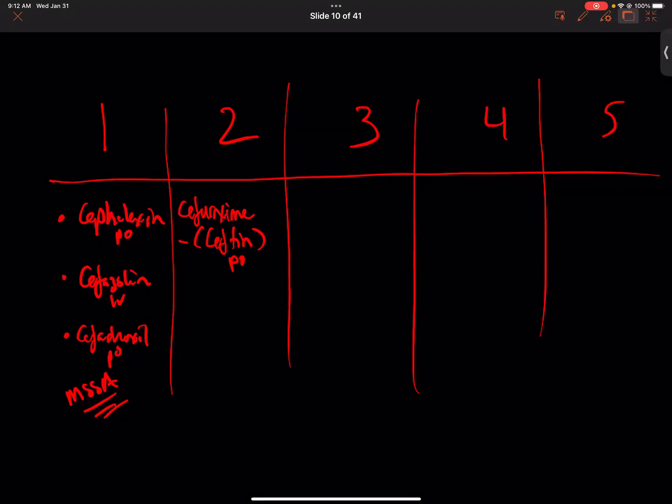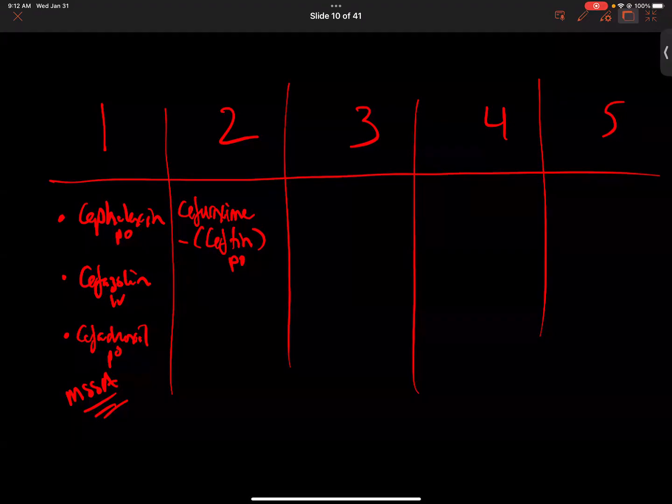Who are our hospital interns? Anyone? Have you ever seen this cefuroxime IV? No, it's called Zinacef. That's the trade name. It does come IV. It's not used all that often.